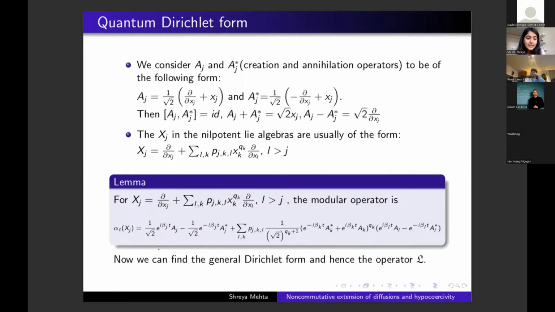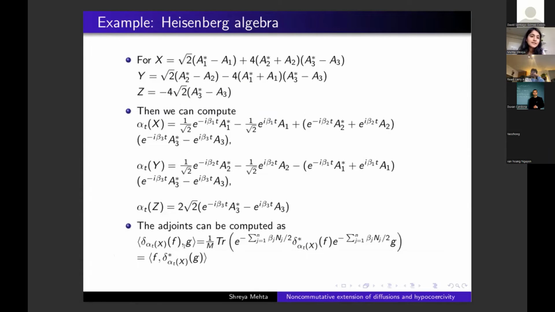But since we see that this expression, the Hamiltonian dynamics, is itself very complicated, first we want to find it for a specific case. So if we try to find this for the Heisenberg algebra first, we saw that we can write the classical fields x, y, and z in terms of CCRs. And by the above lemma, we can find the Hamiltonian dynamics for each of these classical fields. And we found the adjoints, which can be computed using the scalar product that we had defined.